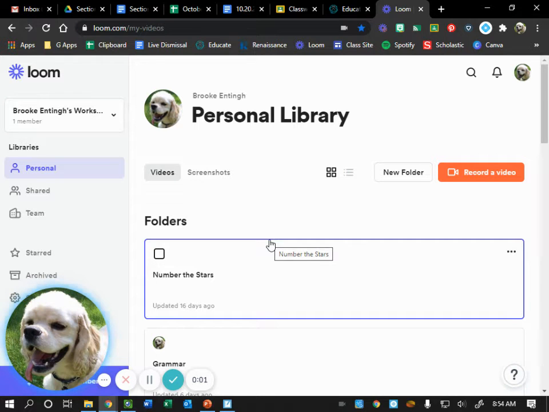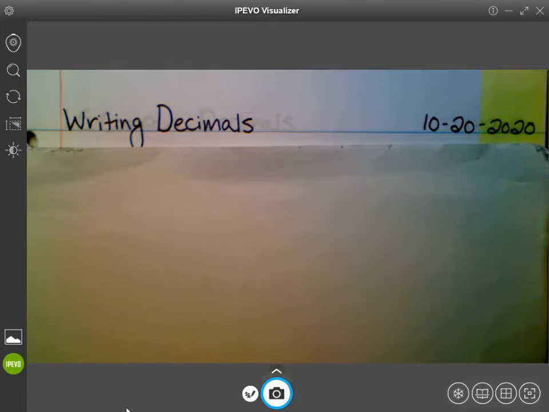We are open to the next clean page in our math notebook, and we are labeling the top of our page writing decimals and today's date, which is 10/20/2020. October 20th of 2020. Writing decimals. Let's just see everyone getting this written down on their page. Awesome. Writing decimals, 10/20/2020.